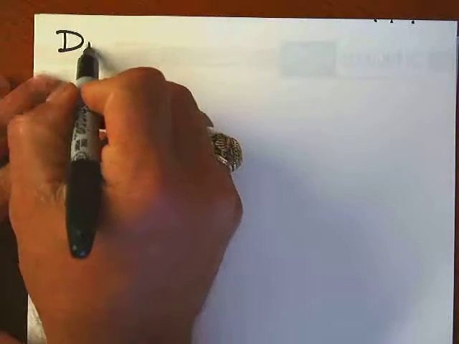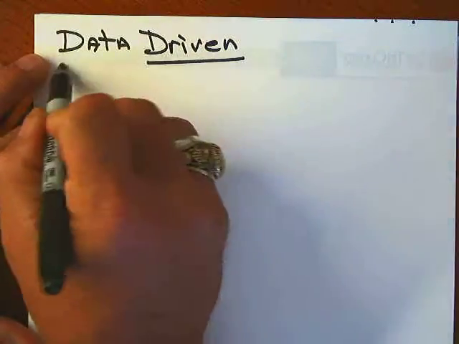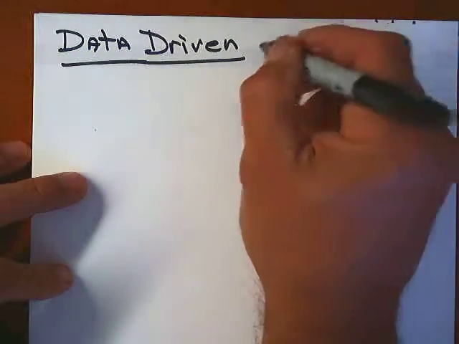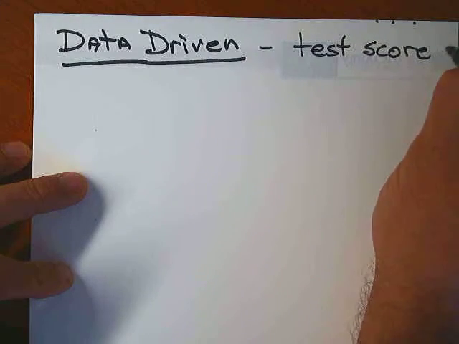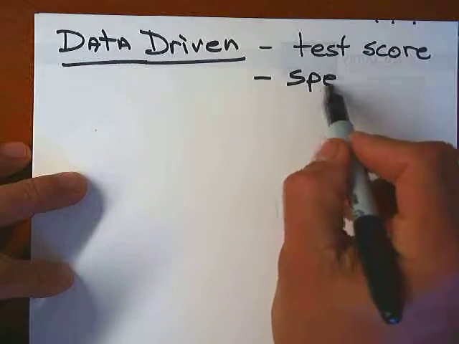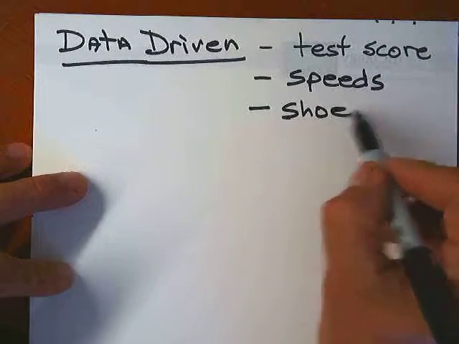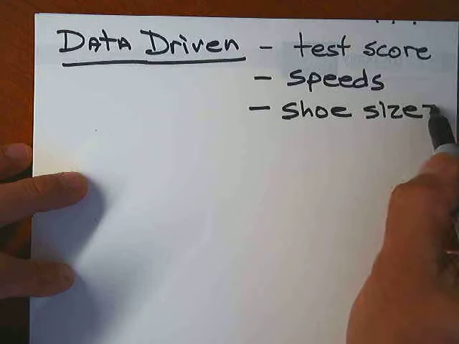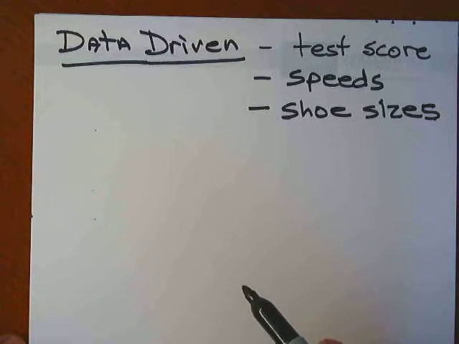For data, I like to tell students to think of test scores. When I say data-driven, you're talking about test scores. Most of the time that is a good example. You could take the average of speeds. I'm just thinking out loud here. Take the average of shoe sizes. Basically anything that is represented by data.